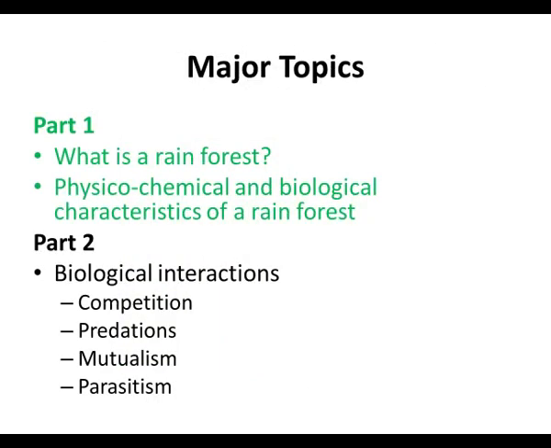Okay, so with part 1, we basically discussed what a rainforest is and the physical, chemical and biological characteristics of a rainforest. With this part, we are going to be focusing on interactions. We will discuss 4 major interactions. When you talk about ecology, biological interactions is one of the major themes. Wherever you go, you see interactions between animals and plants, sometimes between animals, and sometimes between animals and the physical environment. With these 4, we are going to be talking about interactions between living organisms.